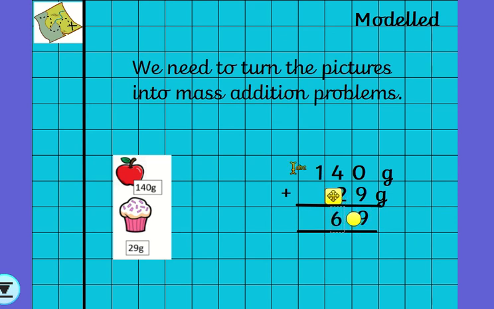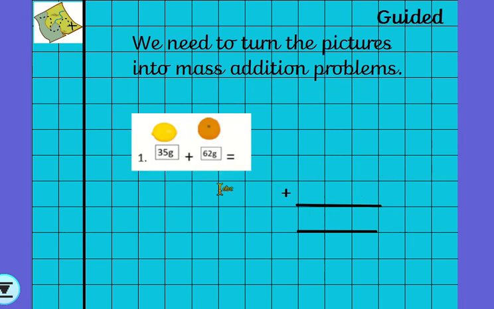And then because we've got nothing in the hundreds column down here, we've got 1 add 0, which would be 1. But don't forget to put your grams in, because otherwise it could be anything. Okay, my lovelies? So that's what bronze should look like today. Okay, here's a guided one.